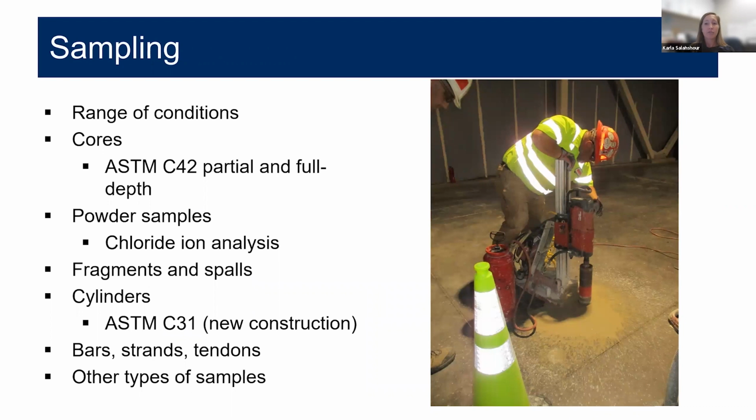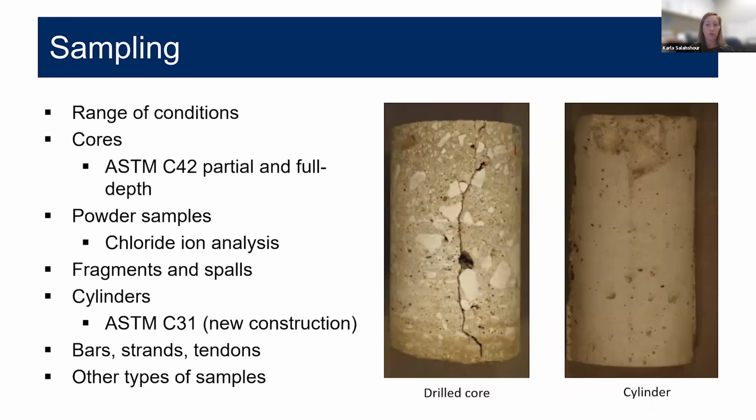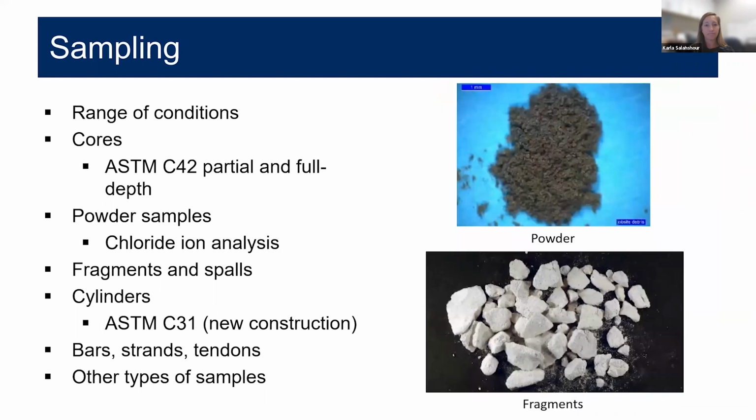So sampling is performed in the field, but we really recommend talking specifics of the sampling process with the testing staff. Many different types of samples are acceptable for a test, and some types of samples are going to be easier to obtain than others. So for example, whether we're talking about a drilled core or if we have a cylinder available, powdered samples or fragments of material. Our test results are really only as good as the materials supplied for the testing. And so the better quality the material, the better the results of the test.